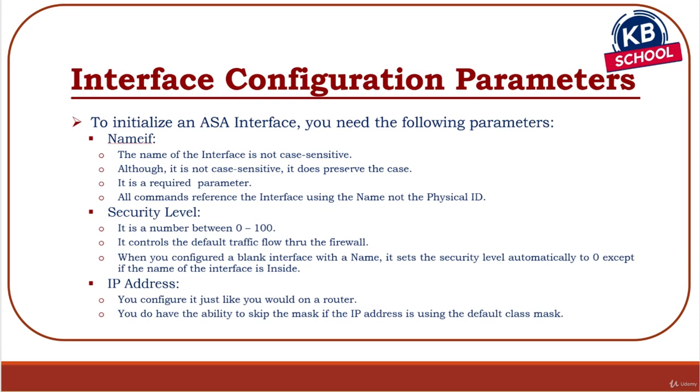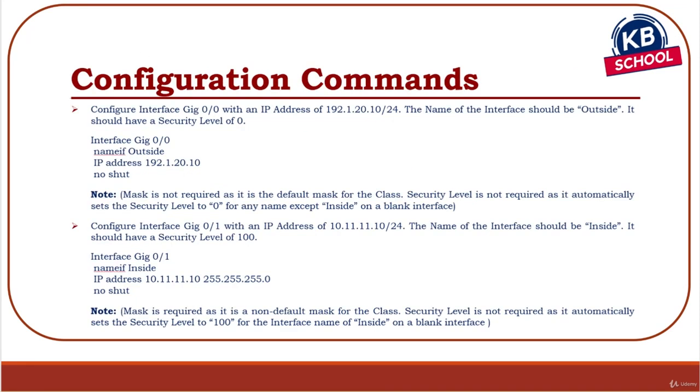Configuration commands, an example of that is over here. So in this particular example, I'm assigning an IP address of 192.1.20.0/24 to the gig0/0 interface. The name of the interface is outside. Notice I put O capital. It should have a security level of 0.